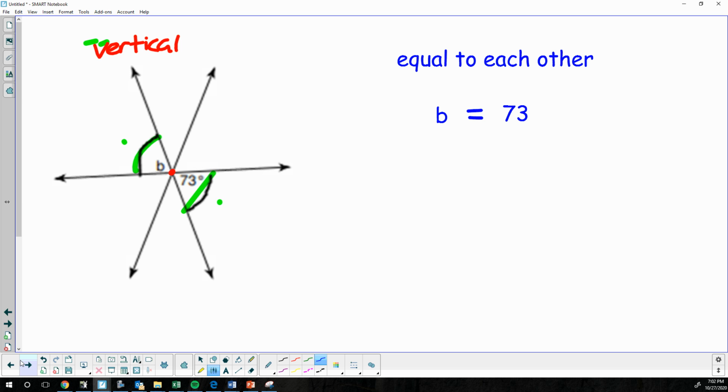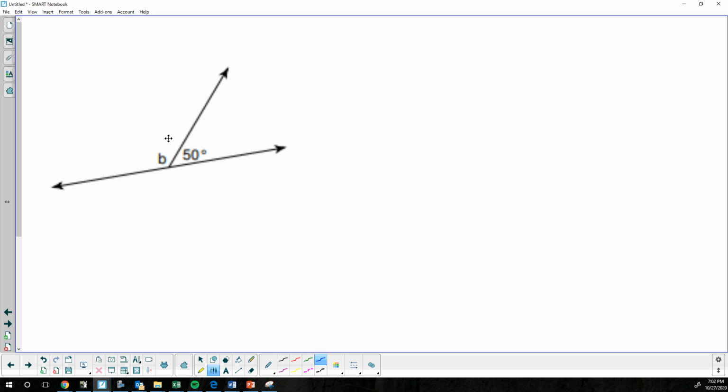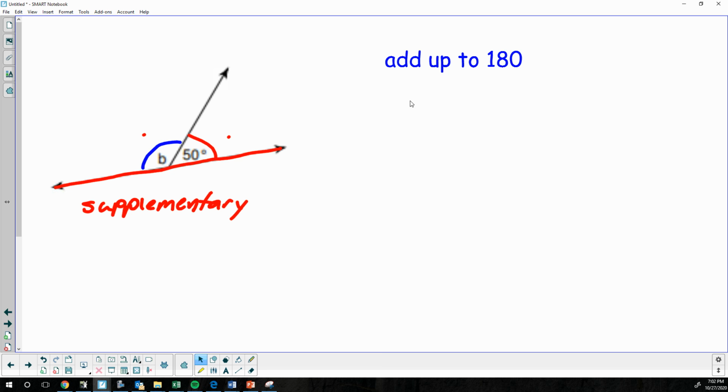All right, next example. Okay, now we are talking about this angle right here, angle B, and this angle right here, angle 50. All right, there's two angles, 1, 2, and the hint, the clue is that they have a straight line that they share. Hopefully remember that these angles are supplementary. Okay, when they're supplementary, the relationship is that they add up to 180.